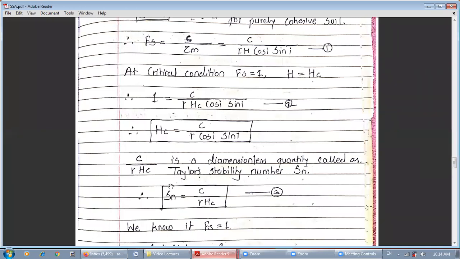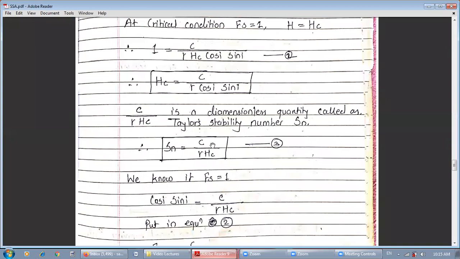I will give you the range of Taylor stability numbers. We use this Taylor stability number in the numericals to find different parameters. So Taylor has given one dimensionless quantity, the Taylor stability number, which is equal to C divided by gamma into Hc. C is the cohesion, gamma is the unit weight, Hc represents critical height.